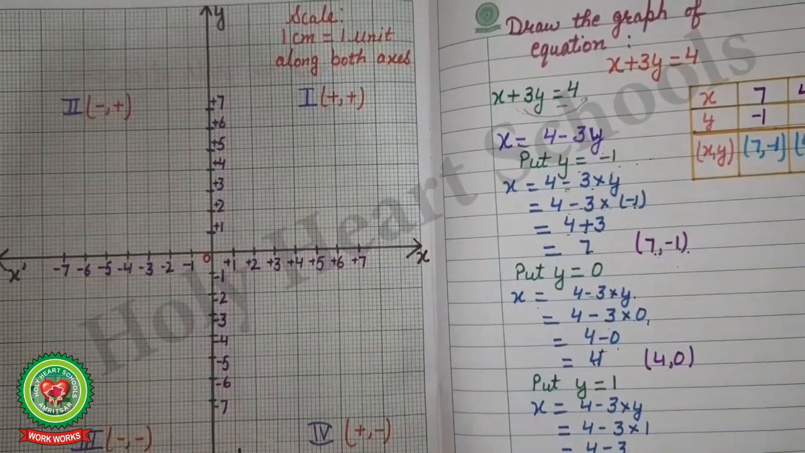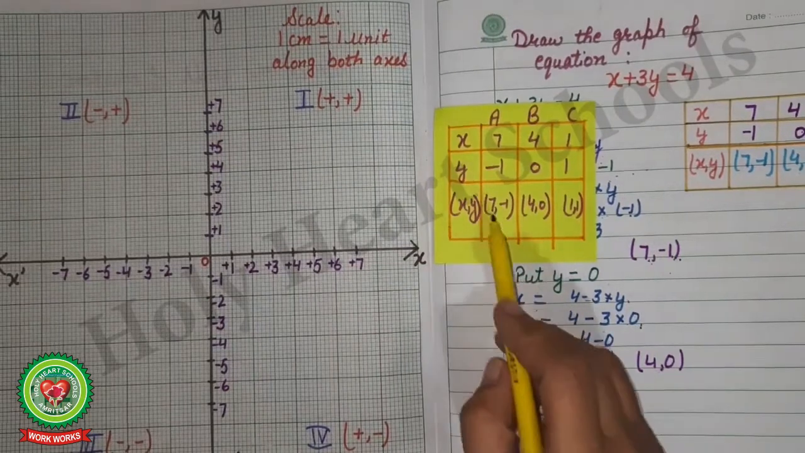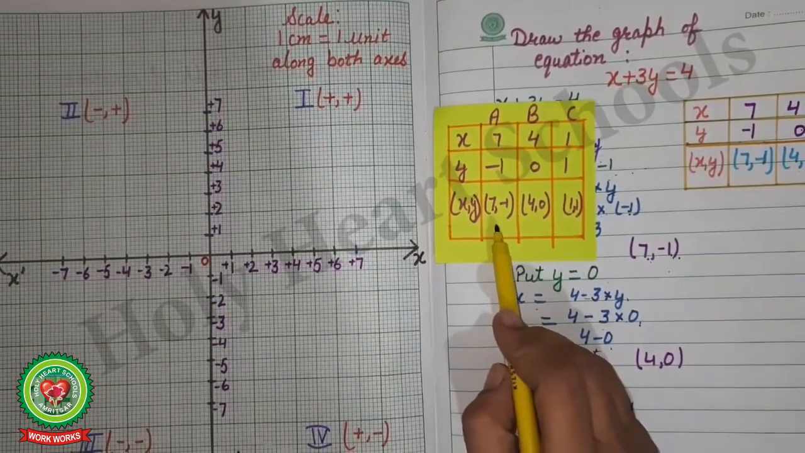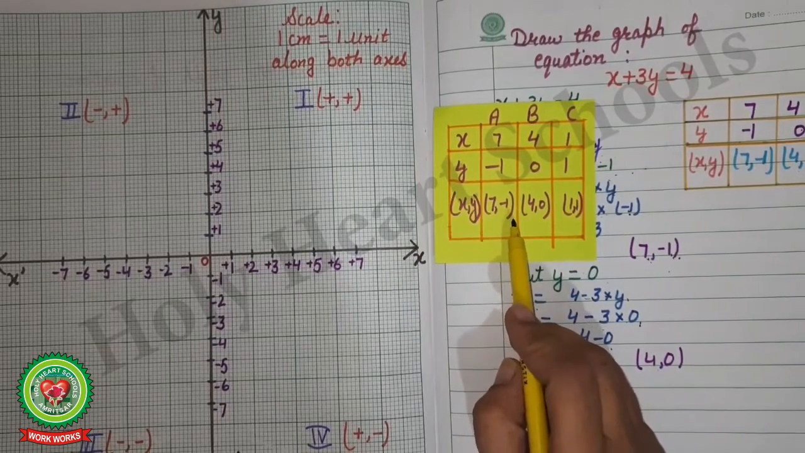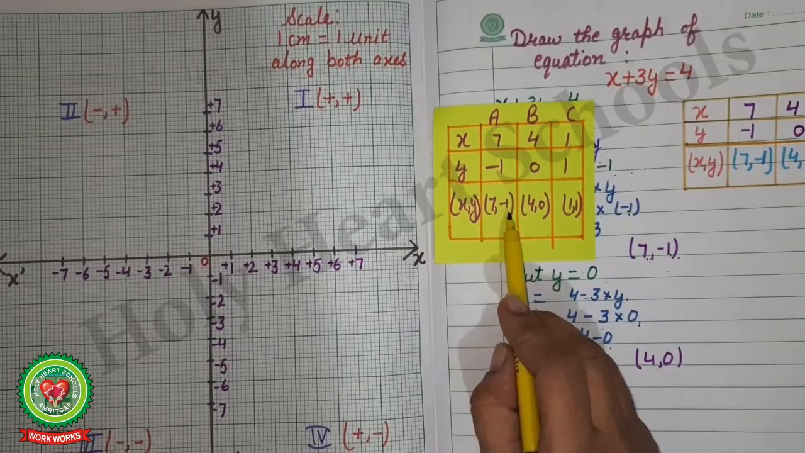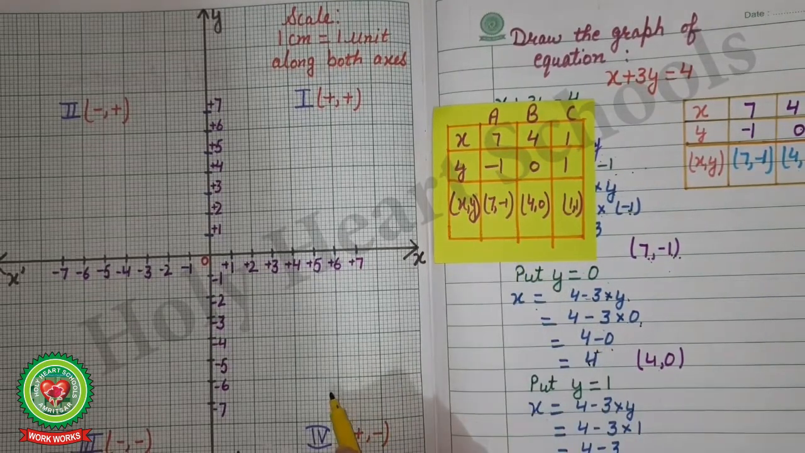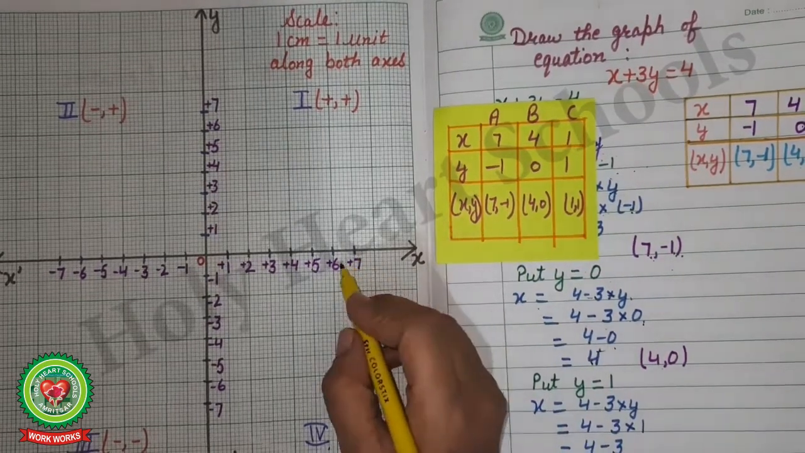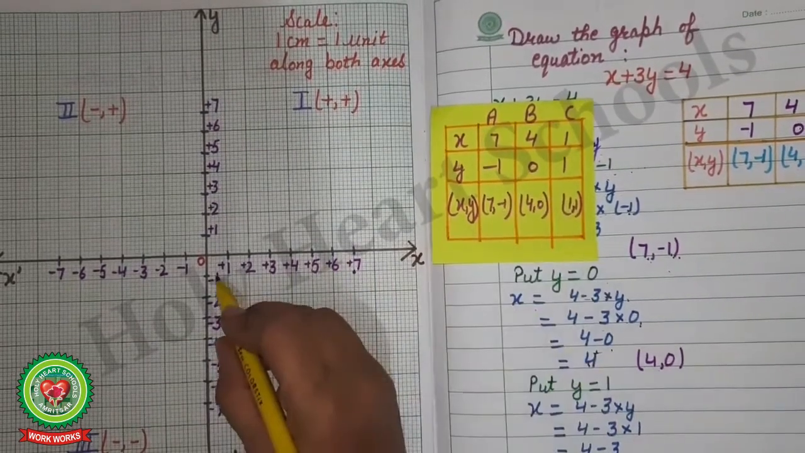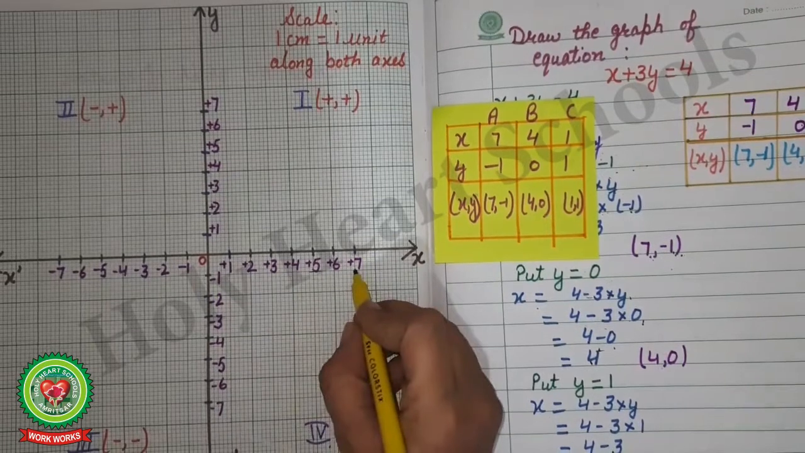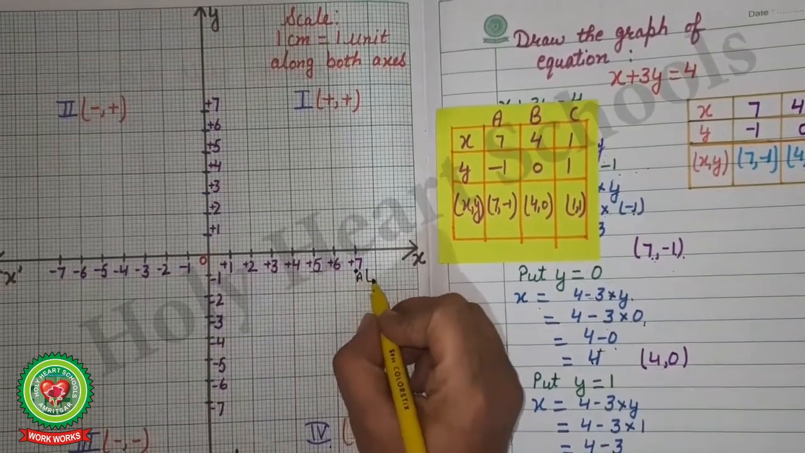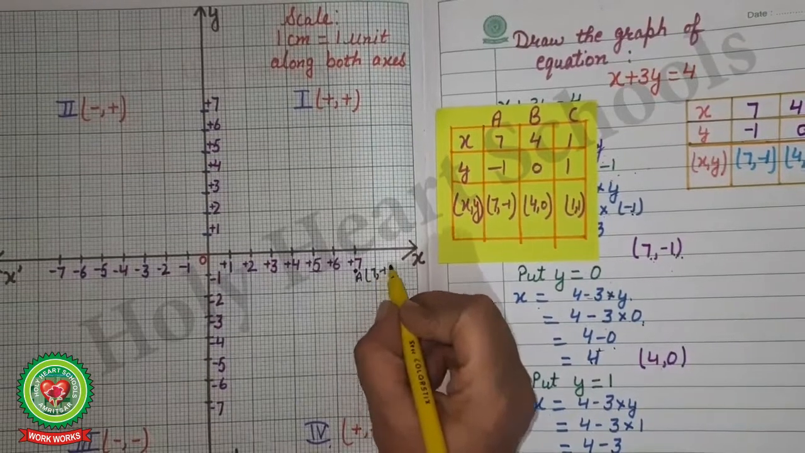Now we will plot the points. We have 3 points. First is 7, minus 1. x is 7 and y coordinate is minus 1. So it is plus, minus. So it lies in the fourth quadrant. 7 units of x and minus 1 unit of y. So it lies here, and name it as A (7, minus 1).